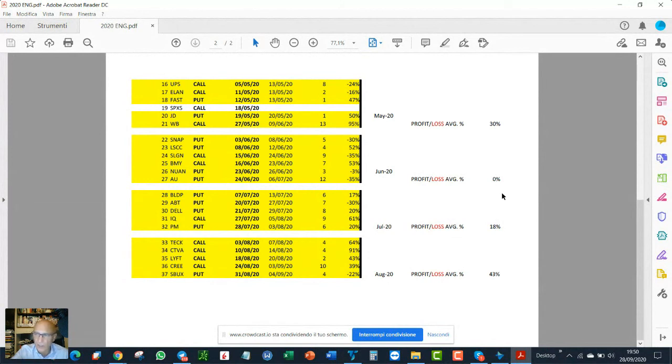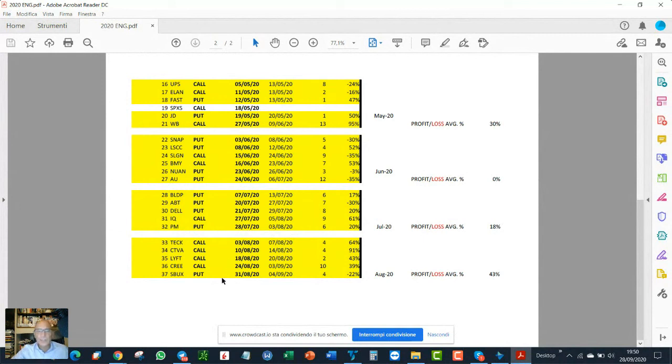It's a good statistic in our performance. Then in July, we have another six trades, and the profit loss was 18%. So pretty good.